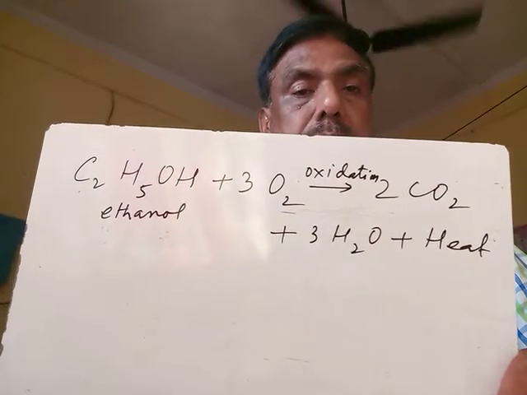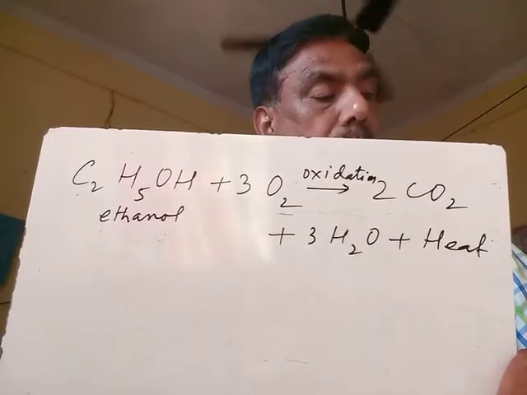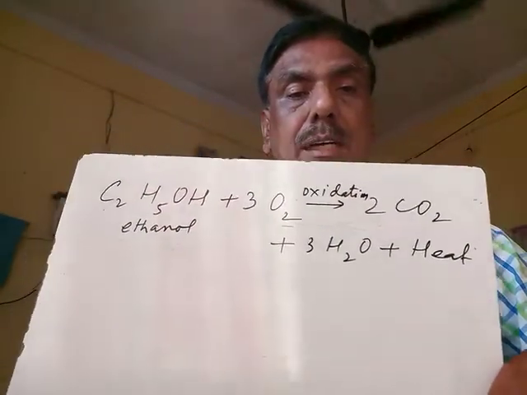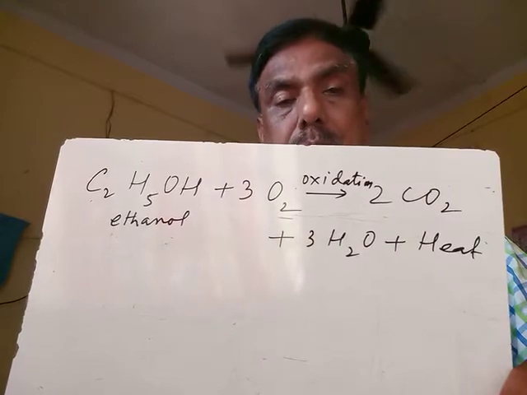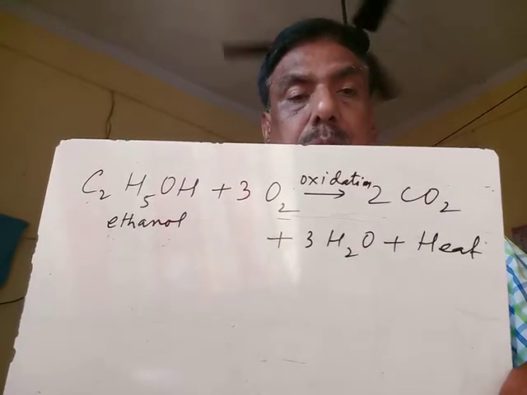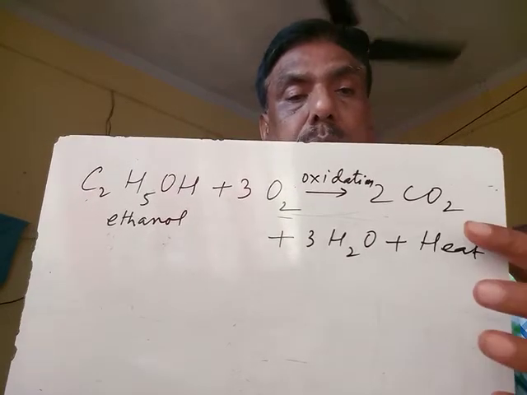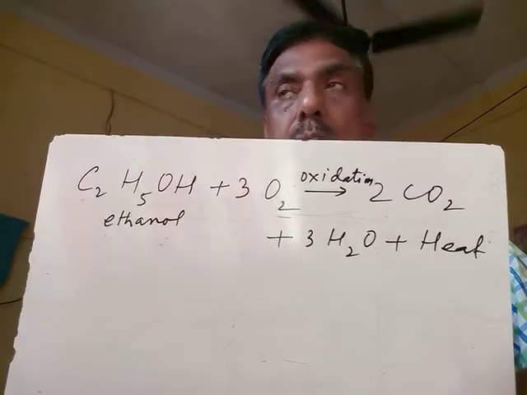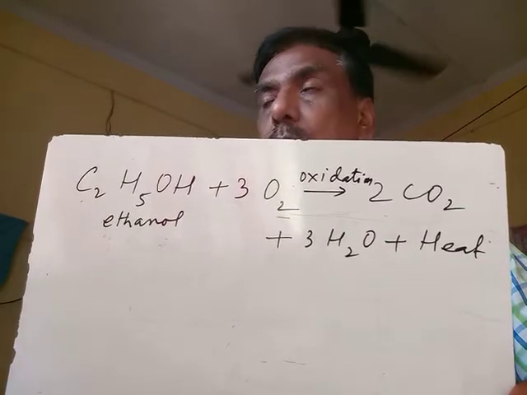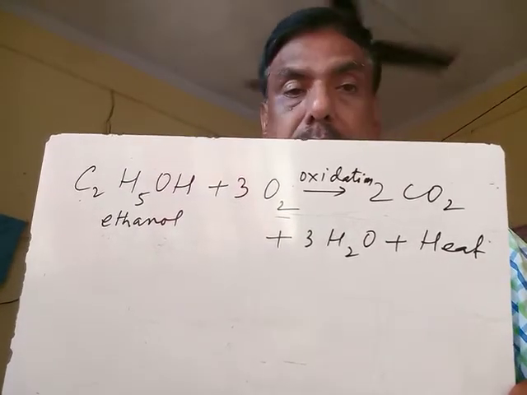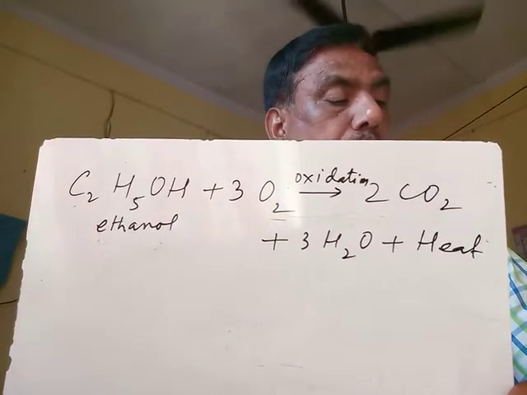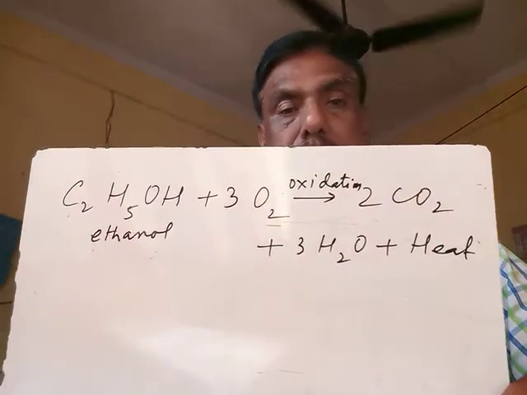The oxidation reaction of ethanol. Oxidation means addition of oxygen. See what happens here now. In the reaction between oxygen and ethanol, what do we get? We get carbon dioxide, water, and a lot of heat. Therefore the reaction is highly exothermic, which means it gives out too much heat on burning.